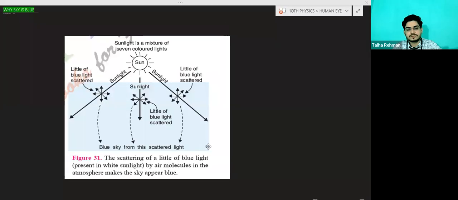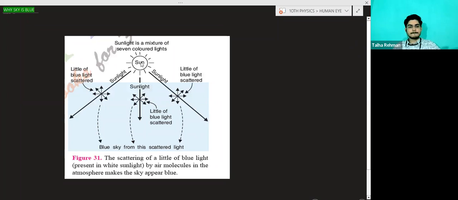So what happens? Some of the blue light in the atmosphere is scattered, and due to that, the sky appears blue. You can see in this figure. This is the sun, and this is the atmosphere. In the atmosphere, we know there are some molecules in the air. Sunlight is going in all directions, in this direction, in this direction, in this direction.